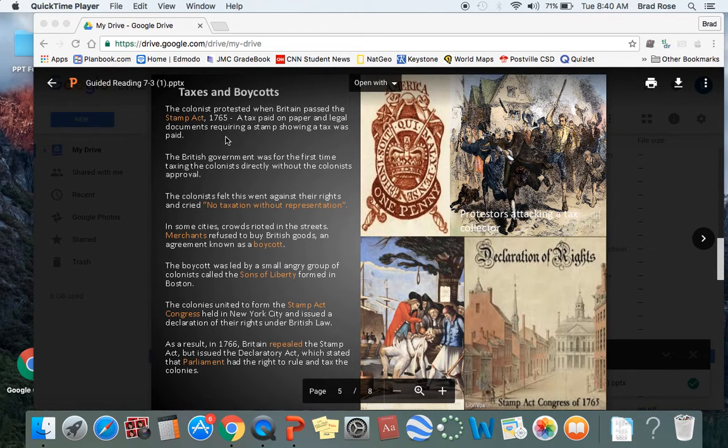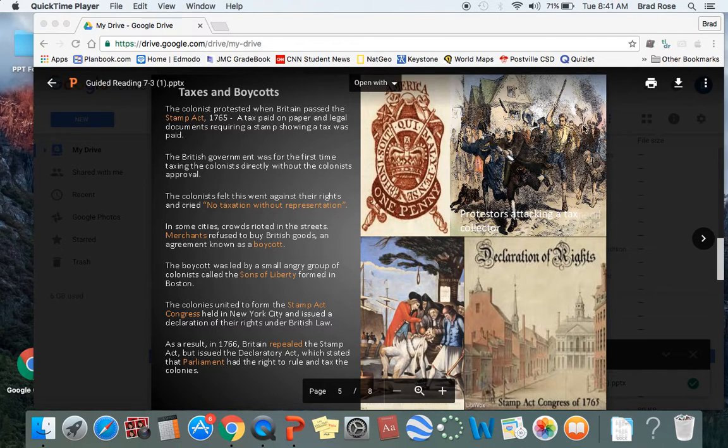The colonists protested when the British passed the Third Act, the Stamp Act of 1765. It was a tax paid on paper and legal documents requiring a stamp that showed that a tax had been paid. This would be things like diplomas, licenses, other legal documents or newspapers, or even playing cards. The British government was for the first time taxing the colonists directly, without the colonial assembly's approval. The colonists felt that this was against their rights, so they cried no taxation without representation.